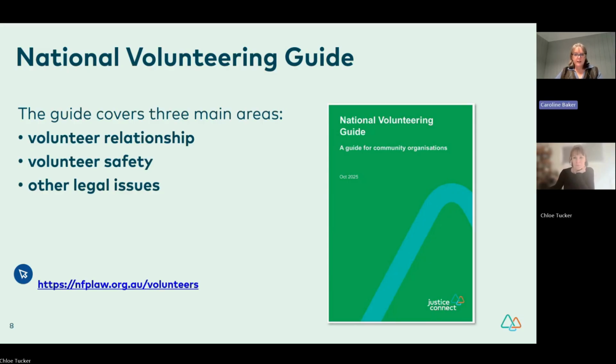The first is the volunteer relationship. This includes guidance on recruiting volunteers, inducting them, managing performance, and where necessary, ending the relationship in a lawful and appropriate way. The second area is volunteer safety. This addresses your organisation's responsibilities in relation to negligence and work health and safety obligations, as well as practical issues like risk management, insurance, and child safety requirements. The third area looks at other relevant legal issues that commonly arise, and these include intellectual property, privacy obligations, and appropriate record-keeping practices.